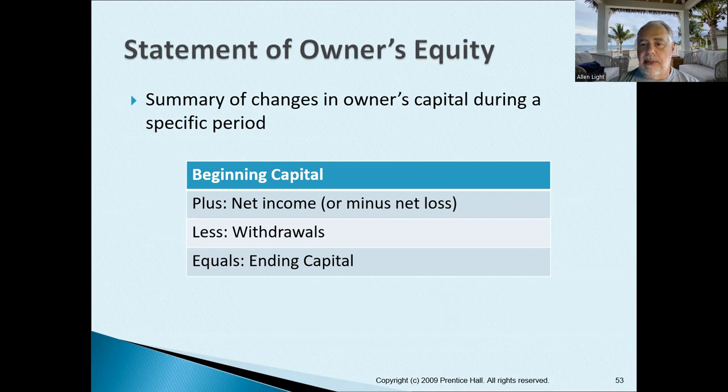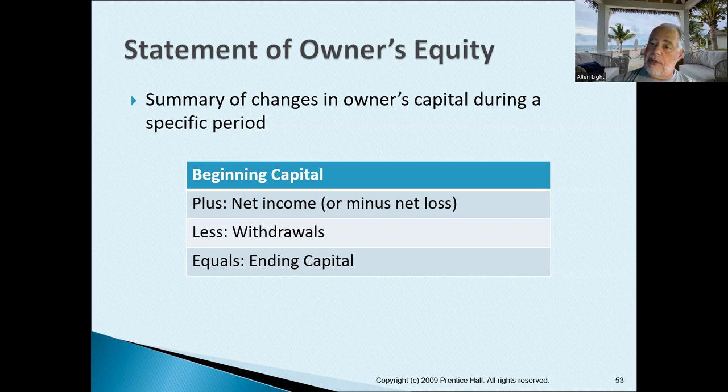We need net income to determine what the owner's equity is. We can't determine it if we don't know what net income is. So in the owner's equity, we're going to take the beginning balance. We're going to add whatever the net income was. Now, it could be a negative. If there was a loss, then instead of adding, we could be subtracting. It depends. Hopefully, it's a net income. It's a plus. From that, we're going to subtract the withdrawals.